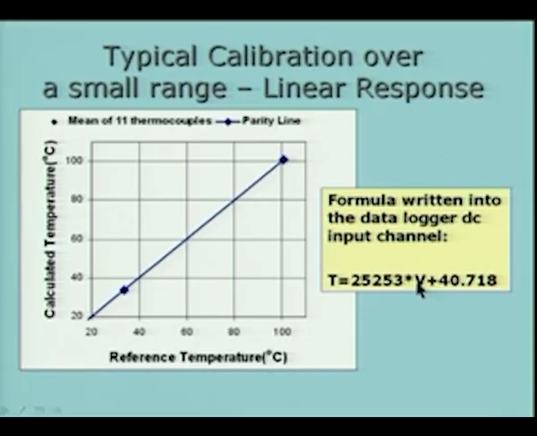So, how we are going to do that I will show in a little while from now. So, we measure this V, and then you can say that T as a function of V is a linear function. This is some kind of a transformation from V to T. So, an arithmetic operation is required where you have a parameter. This is a slope parameter, 25.253, and the intercept parameter 40.718. So, you see that this is just a line, y equal to mx plus c, m is the slope and c is the intercept parameter.